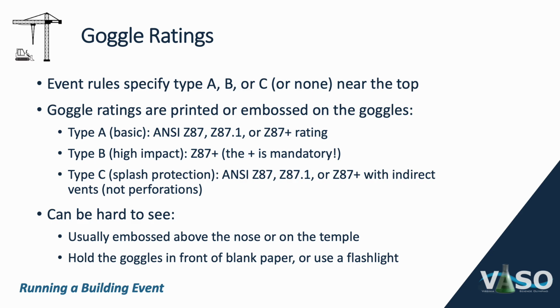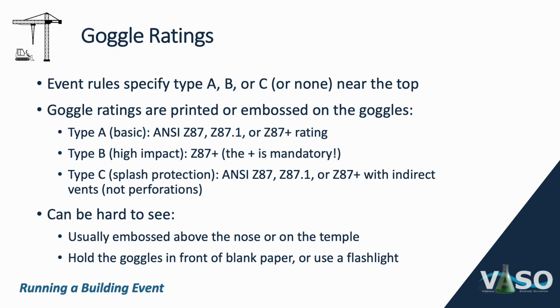And what do type A, type B, and type C mean? Well, type A is just basic goggles. It means that they have one of these ratings: a Z87, Z87.1, or a Z87 plus rating. Type B is a high impact goggle, and this is only Z87 plus goggles. That plus is mandatory. And type C is splash protection goggles.